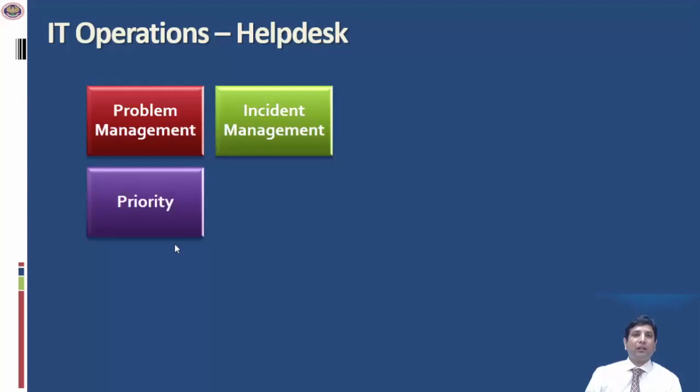When problems and incidents are highlighted, they have to be prioritized. Not all problems or incidents will be high priority. The help desk, or the management in IT, needs to prioritize which incidents are more important and which are less important. And there should be a process of tracking all the incidents and problems which are recorded by the users.